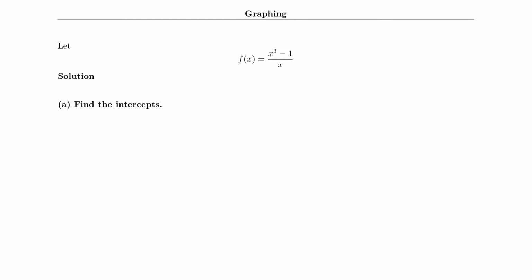Now to find the y-intercept, we need to set x is equal to 0 into our original function. However, since we are dividing by x, we cannot have x is equal to 0, and so it follows that there is no y-intercept as the function does not exist at x is equal to 0.